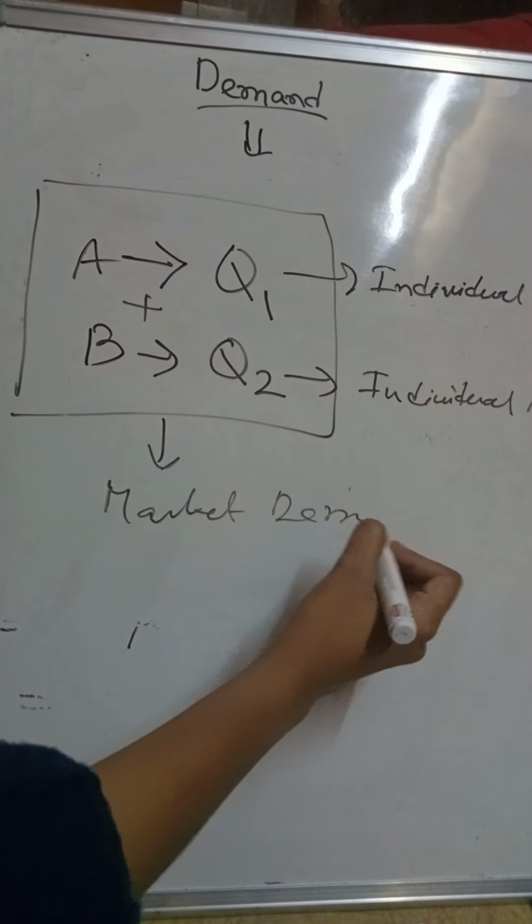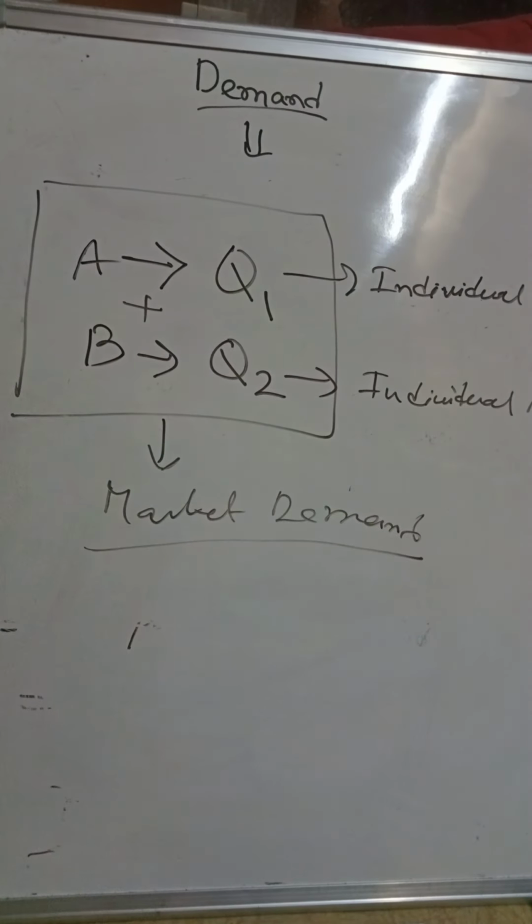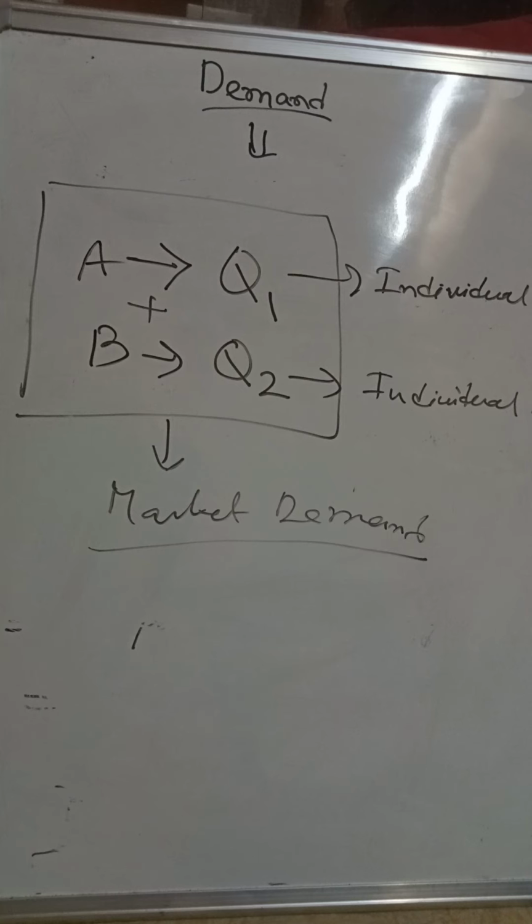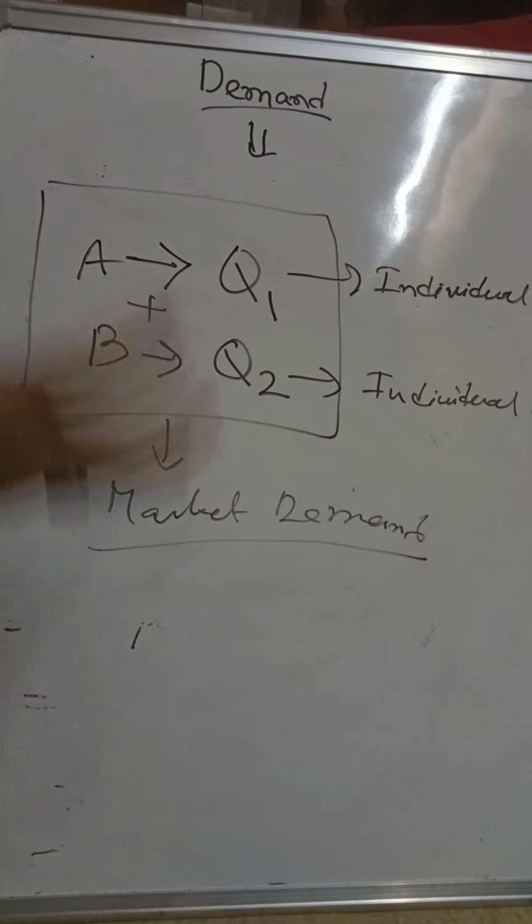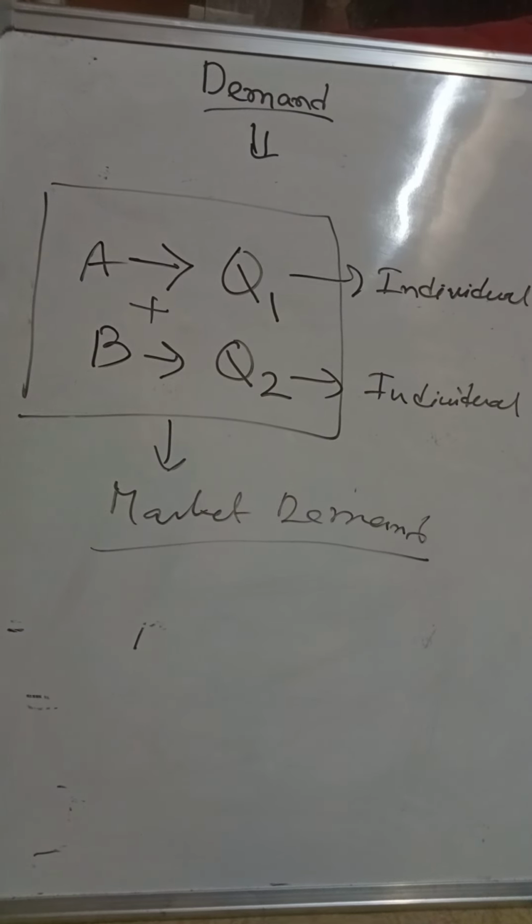Likewise, in our society or in our market, we have many individuals, right? So if I am talking about any one person, one firm, one household, then it is an individual demand. Now if I am talking about the whole market, whole society, whole economy, then it is the market demand. So this is the concept of market demand and individual demand.